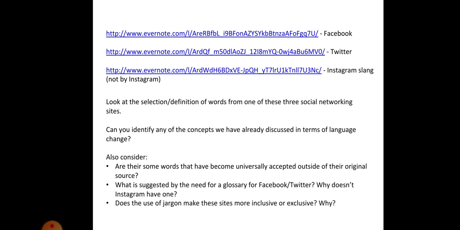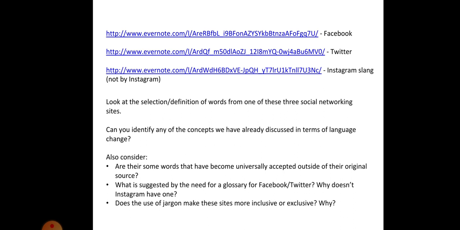And now that might have changed over time, so it might be worth researching and just having a bit of a look. Does Instagram have its own glossary that's been created by Instagram itself? And does the use of jargon make these sites more inclusive or exclusive? So basically, do we feel more included by the fact that there's a specific language that we use to use these things? Or does it exclude people, perhaps, in terms of how it's utilised?